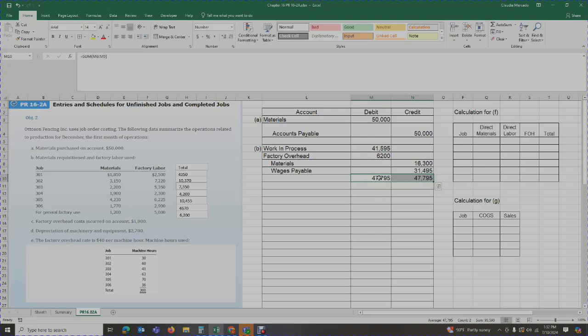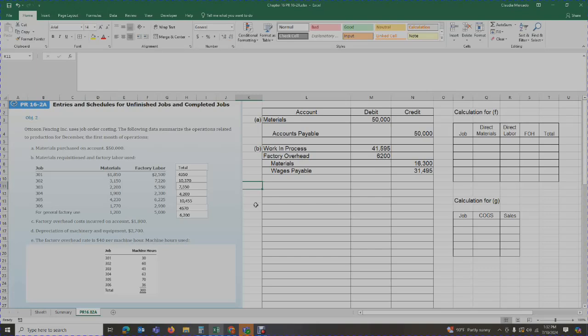Just make sure that you check. A common mistake is your debits don't equal your credits, and that's going to throw you off. So debits must always equal credits for every transaction. So if you see here, I have a debit of 50, a credit of 50. So the sum of these two equals the sum of these two over here on the credit side. So that is my entry for letter B, materials requisitioned and labor used.